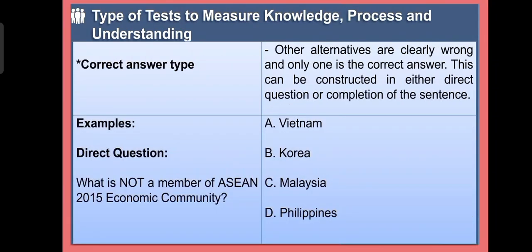Next, the correct answer type. The other alternatives are clearly wrong and only one is the correct answer. This can be constructed as either a direct question or a completion of a sentence. Example, direct question: What is not a member of the ASEAN 2015 Economic Community? A. Vietnam, B. Korea, C. Malaysia, D. Philippines.